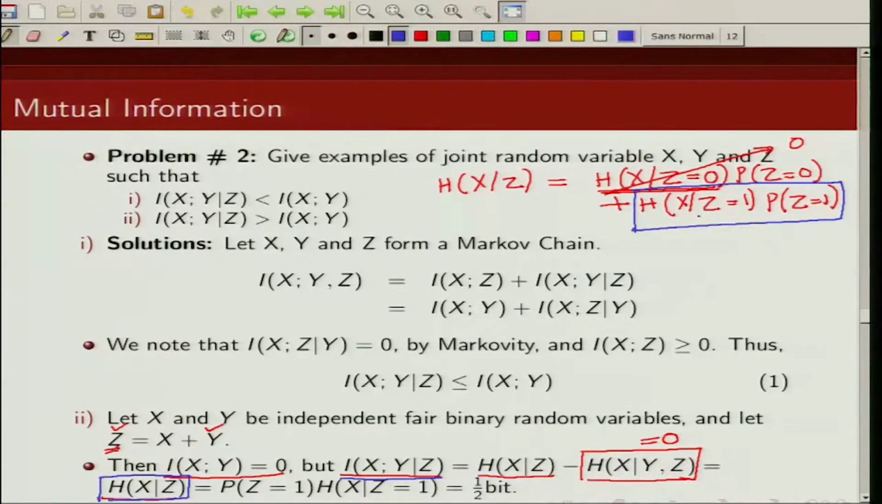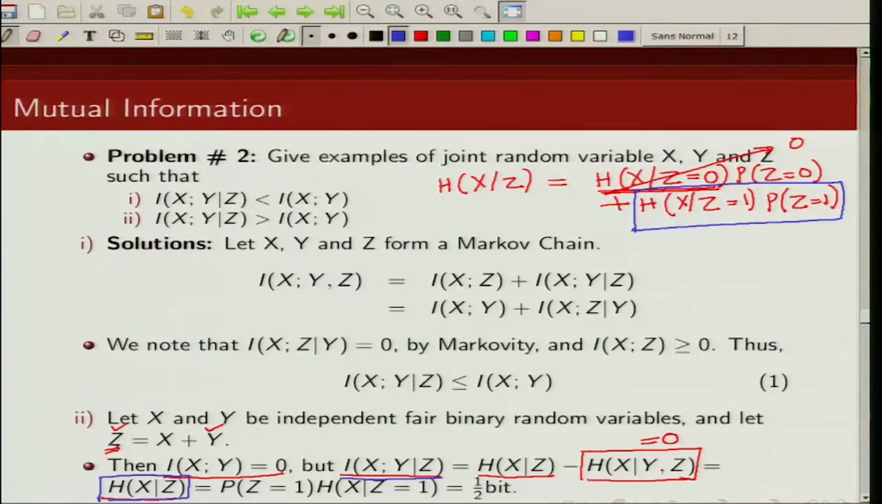Now, what is the uncertainty in x given z is 1? When z is 1, x could be 0 and y could be 1, or x could be 1 and y could be 0. So, in this case, z could take value 0 and 1 with equal probability.